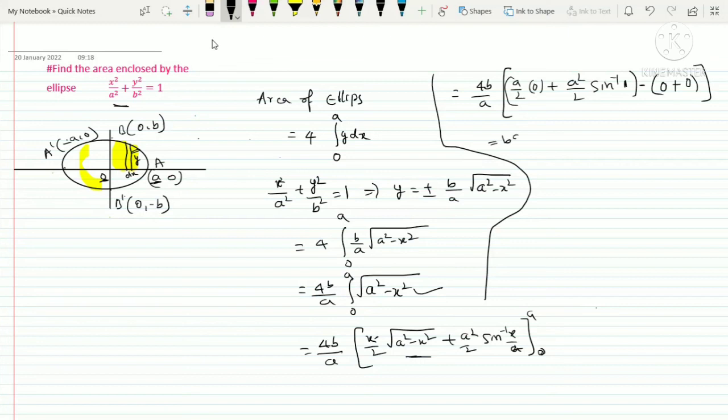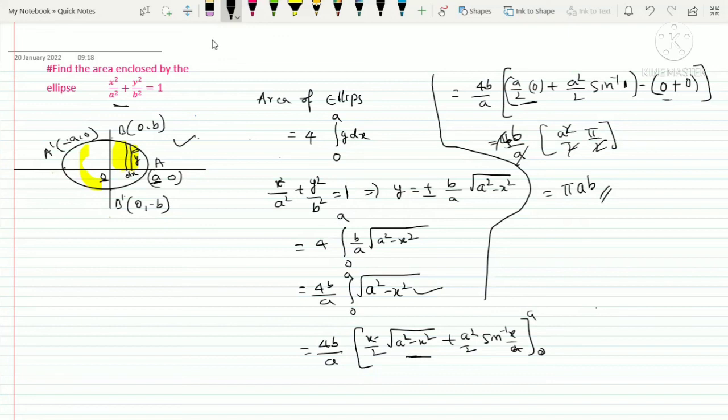Now 4b by a, the lower limit total is 0. What is left? a square by 2 times sine inverse 1, which is pi by 2. Now 2 twos are 4, this 4 gets cancelled, and one a gets cancelled. What is left? Pi a b. This is the area bounded by this ellipse.